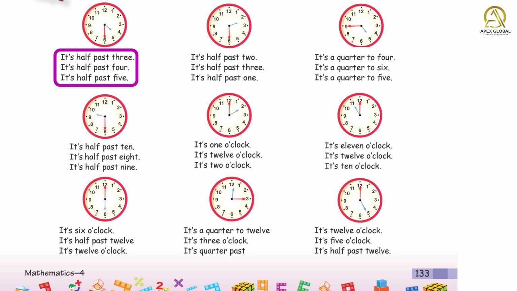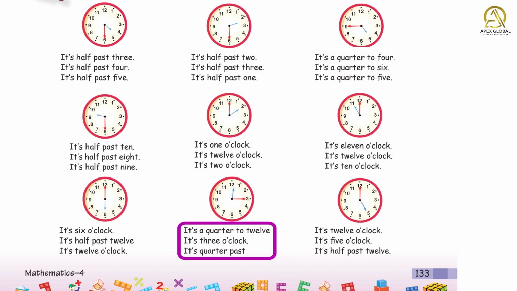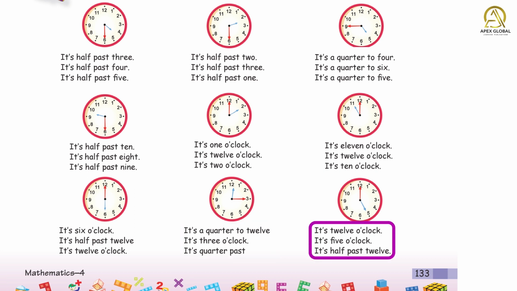It's 3:30. It's 4:30. It's 5:30. It's 2:30. It's 3:30. It's 1:15. It's 4:45. It's 5:45. It's 10:30. It's 8:30. It's 9:30. It's 1 o'clock. It's 12 o'clock. It's 2 o'clock. It's 11 o'clock. It's 10 o'clock. It's 6 o'clock. It's 12:30. It's 11:45. It's 3 o'clock. It's a quarter past. It's 5 o'clock.